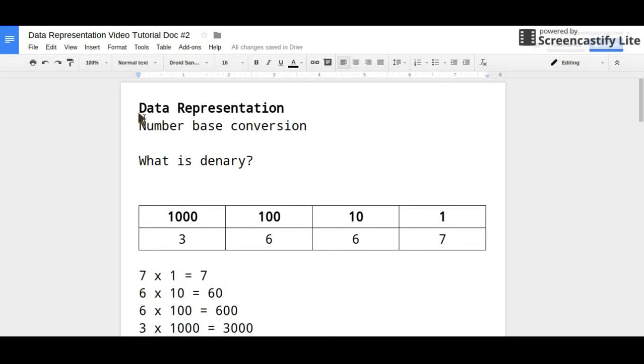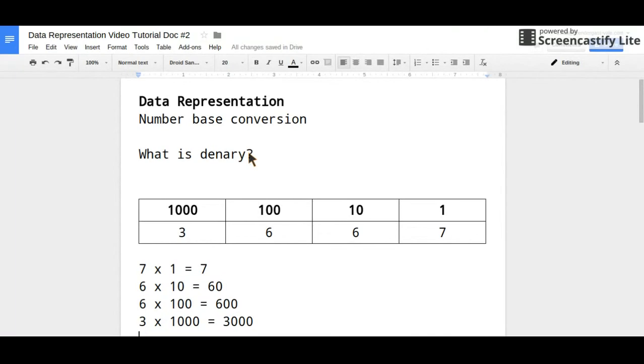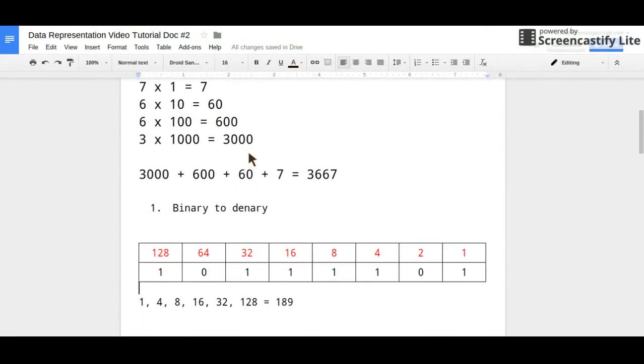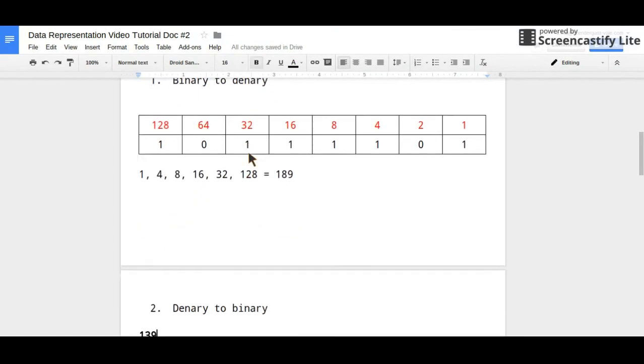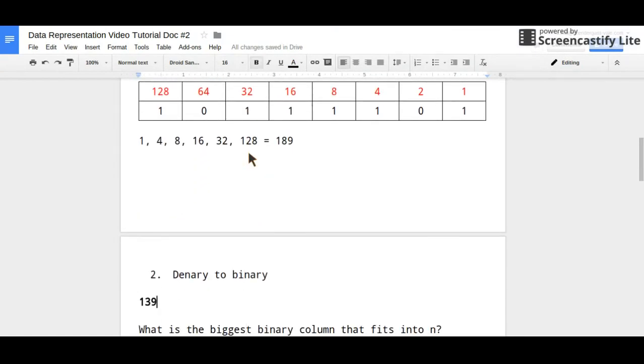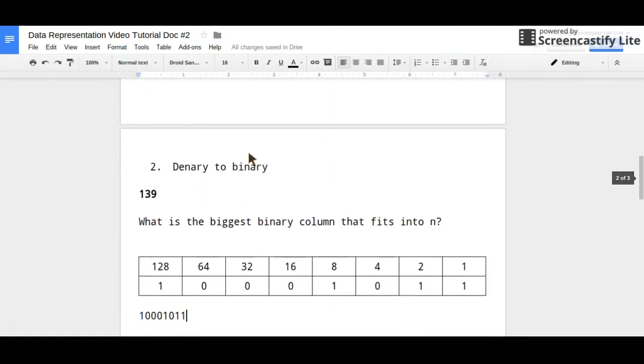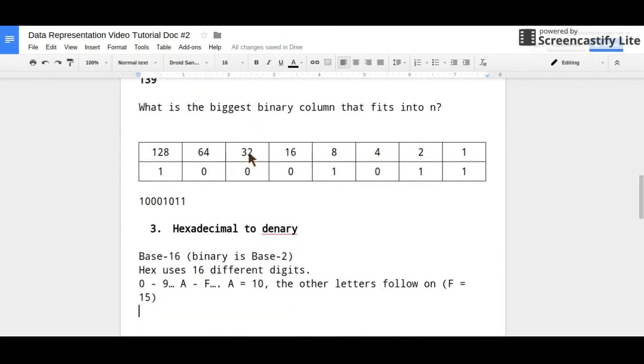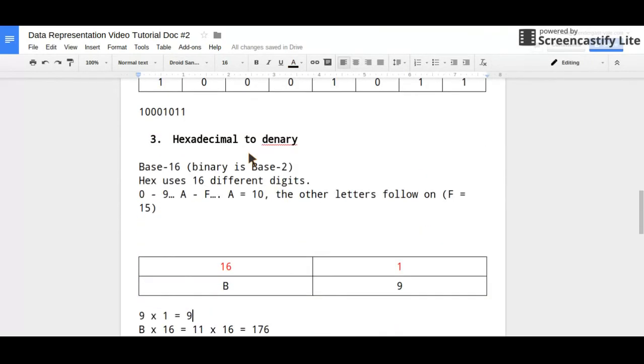This is part B of the video on data representation, looking at number-based conversion. So in the first part, we went through, first of all, what is denary? How can you convert between the binary and denary number bases? And then we looked at converting from denary to binary. And then we finished up looking at hexadecimal, which is base 16, and how to convert a hexadecimal number into a denary number.